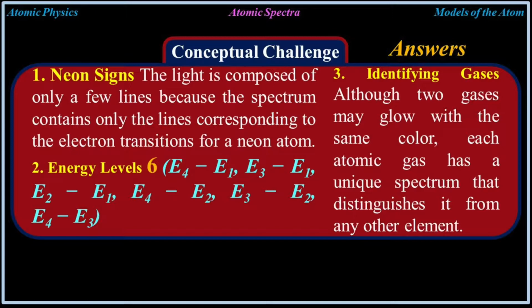Neon signs. The light is composed of only a few lines because the spectrum contains only the lines corresponding to the electron transitions for the neon atom. Energy levels: 6. E4 to E1, E3 to E1, E2 to E1, E4 to E2, E3 to E2, E4 to E3. Identifying gases: although 2 gases may glow with the same color, each atomic gas has a unique spectrum that distinguishes it from any other element.